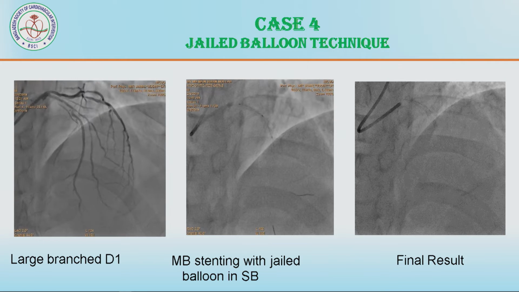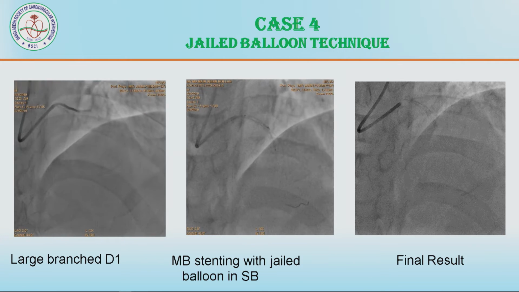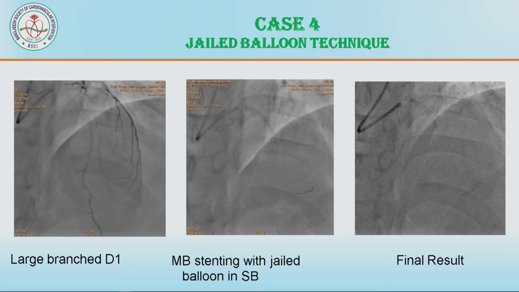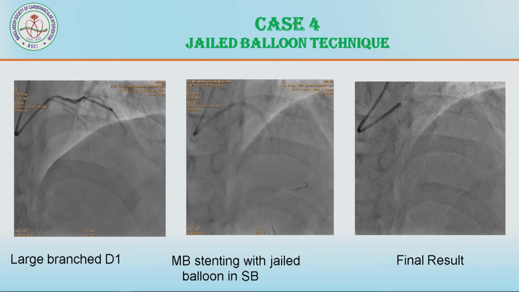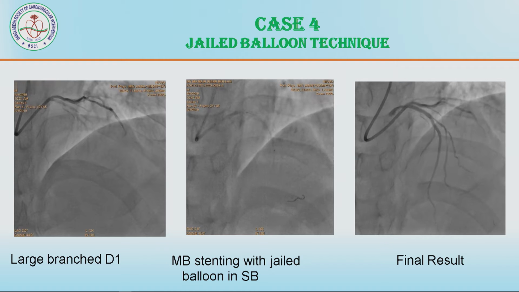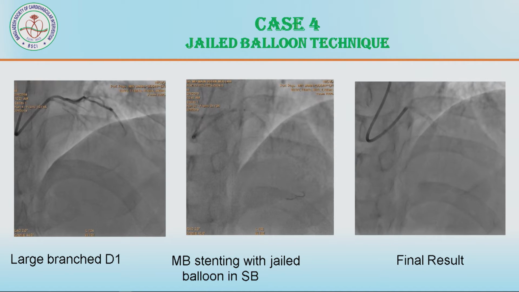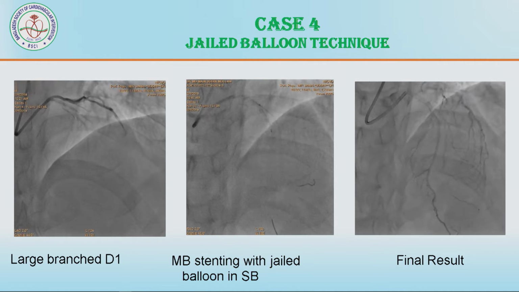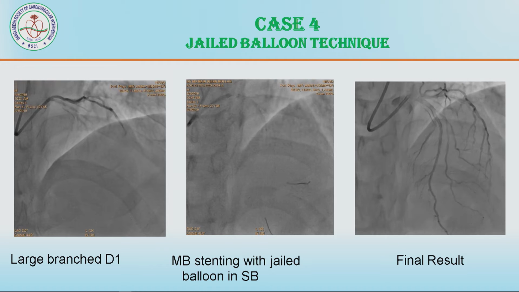Now comes the jailed balloon technique. So here, large D1 branch, and the main branch is stented with a jailed balloon in the side branch. So this is after POT, this is the final result.